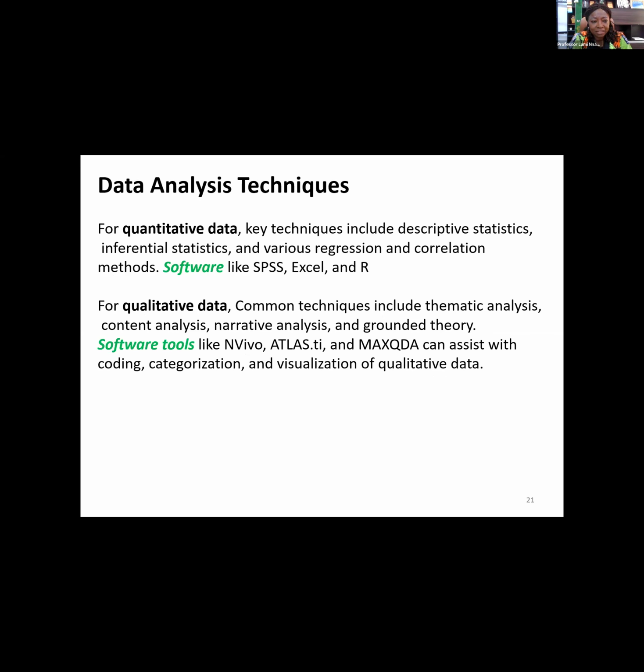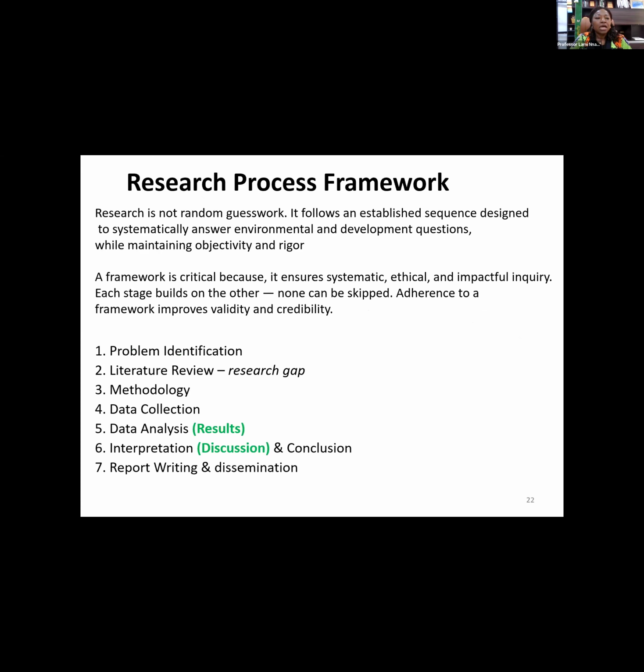Data analysis techniques, quantitative data. There is software for analyzing quantitative data, okay? We are familiar with SPSS, Excel, and R. For qualitative data, there are several software packages for categorization, visualization, and coding.